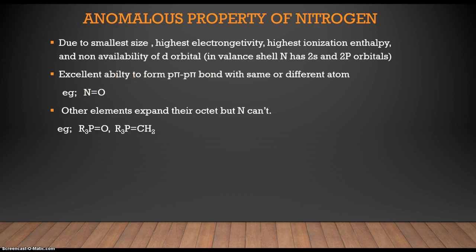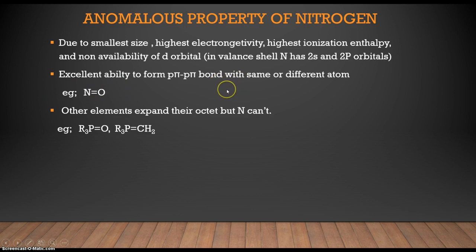Now, another reason behind this anomalous property of nitrogen is its excellent ability to form pπ-pπ bonds with the same or a different element. As you can see over here, in the compound nitric oxide, NO, nitrogen is forming a pπ-pπ bond with oxygen. Due to the similarity in size between nitrogen and oxygen, they easily form this type of compound by the formation of a pi bond.